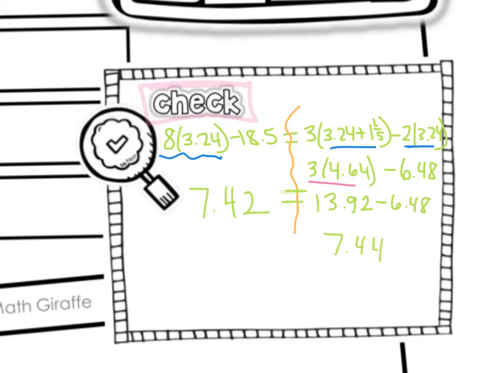7.44. And you can see that this is very close. They do about equal each other, especially because I rounded. So I would say we have the correct answer.